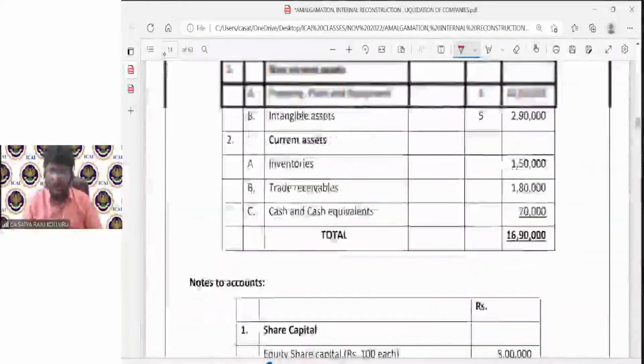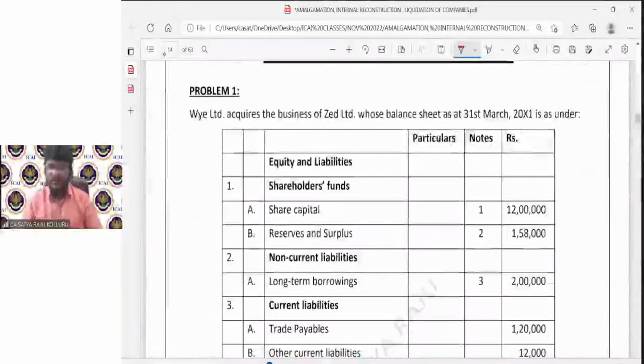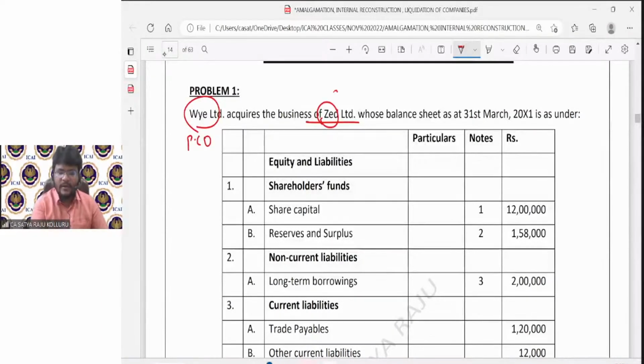Let me read problem number 1 quickly once again, because we diverted meanwhile. I think we did problem number 1 in the last class from the selling company's point of view, right? Let me quickly read it out. Y Limited acquired the business of Z Limited. Y Limited is the purchasing company and Z Limited is the selling company.